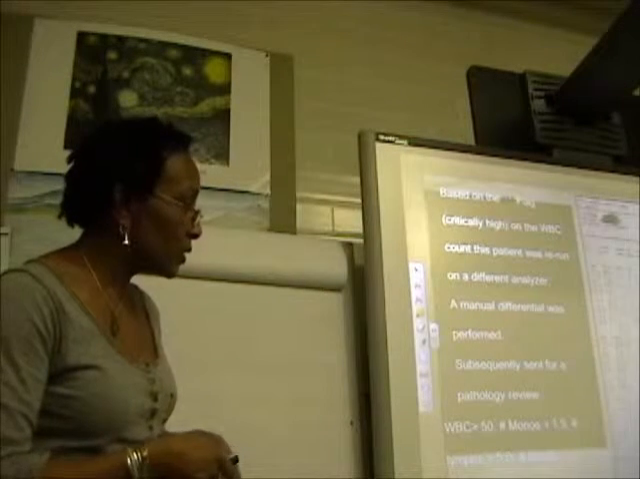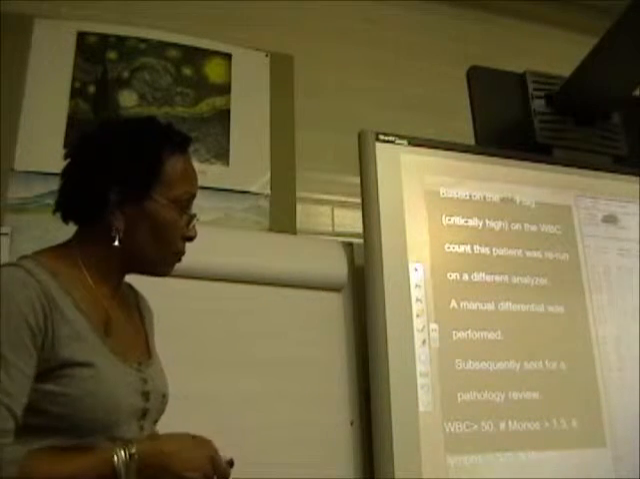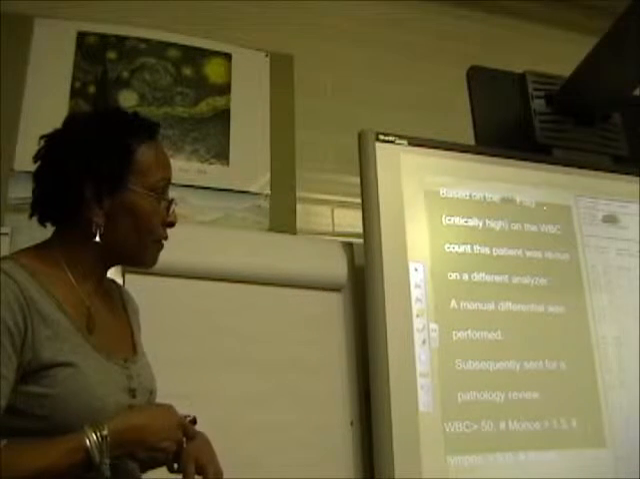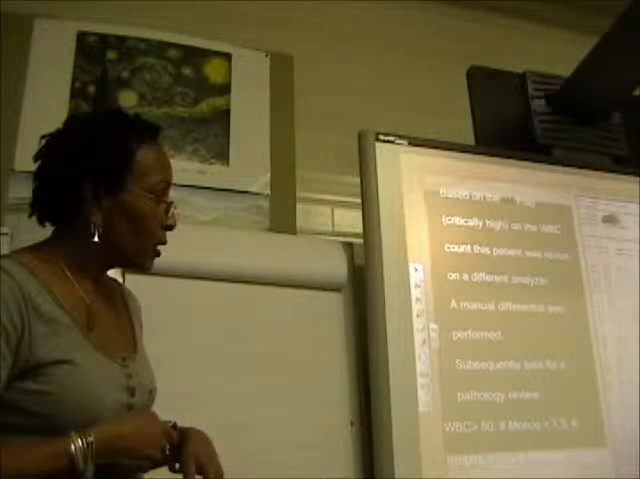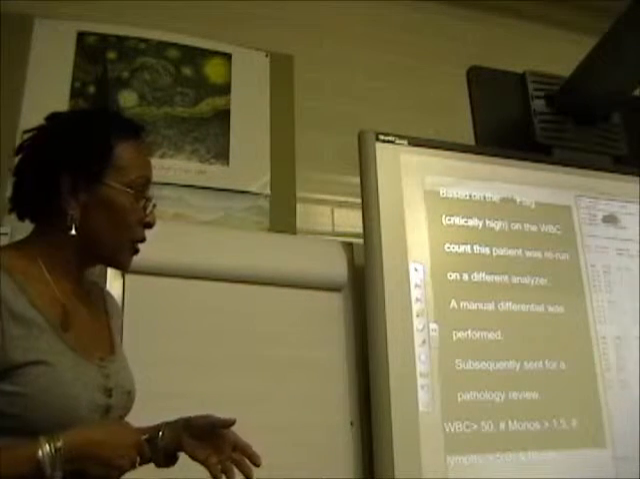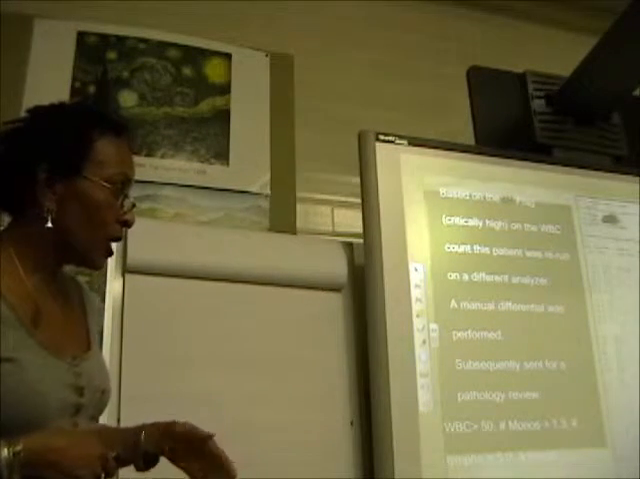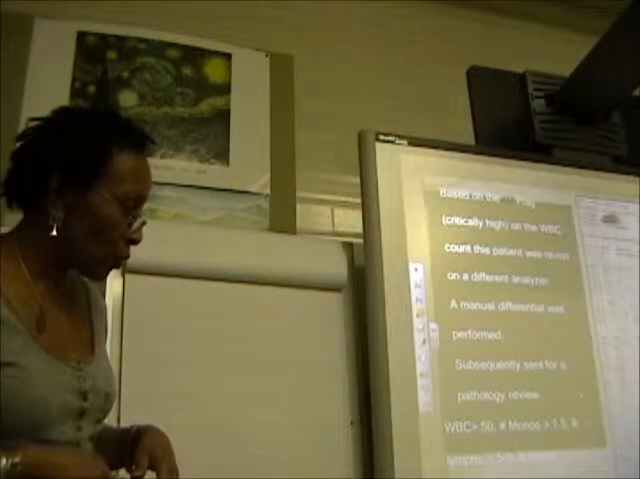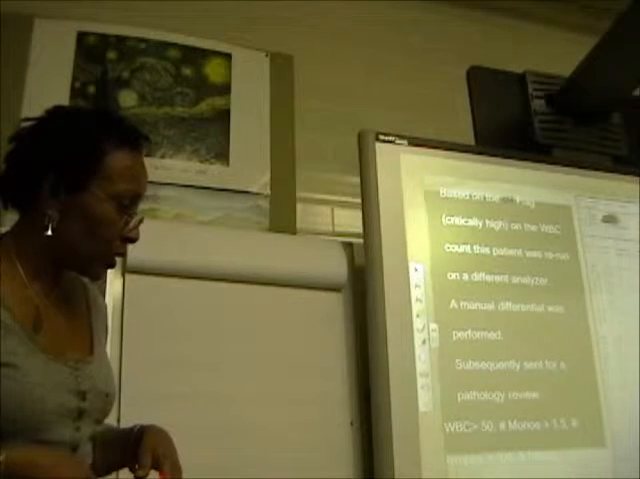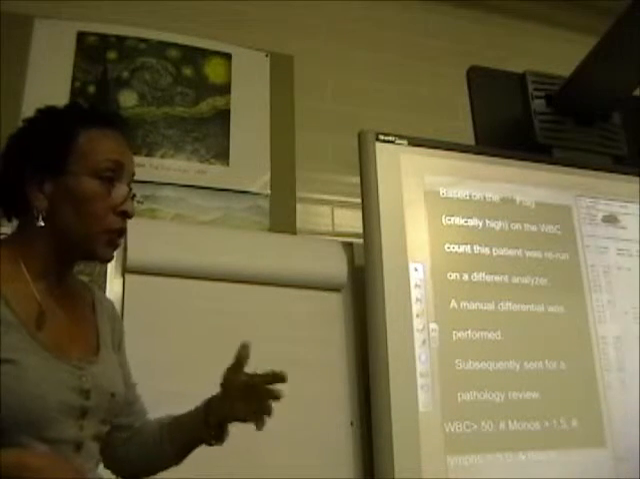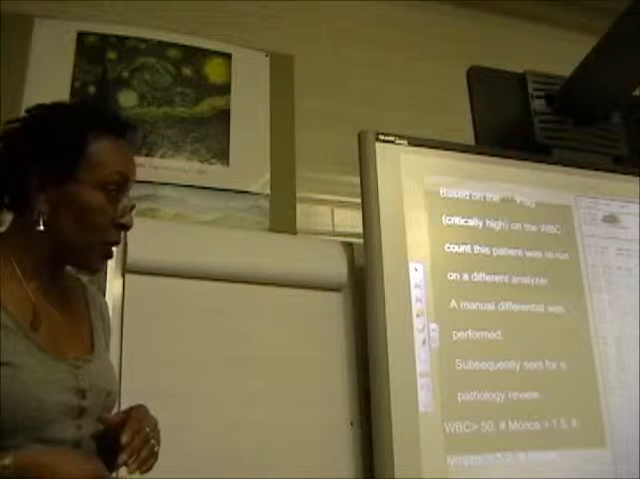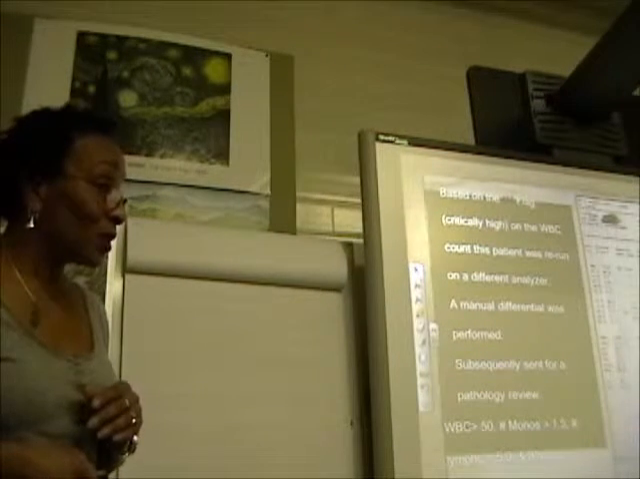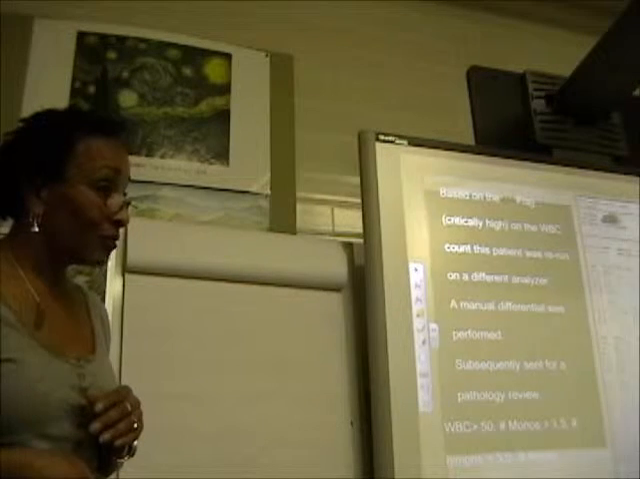Okay, and then this is the same patient. So it's just based on the critical high flag. The patient was rerun on a different analyzer, and a manual differential was performed, and it was subsequently sent to a pathologist. And these are some of the criteria, based on our laboratory, that would prompt you to send it to a pathologist. And this patient did have blasts. And ironically, this patient came into the ED because they thought they had broken their foot.